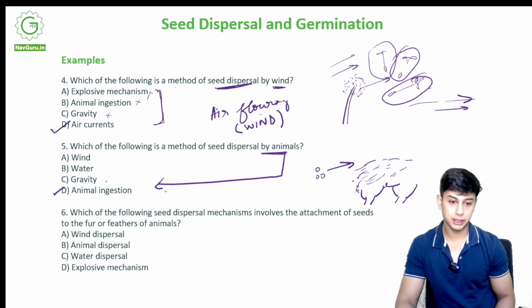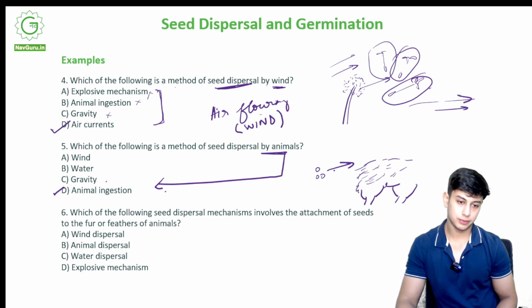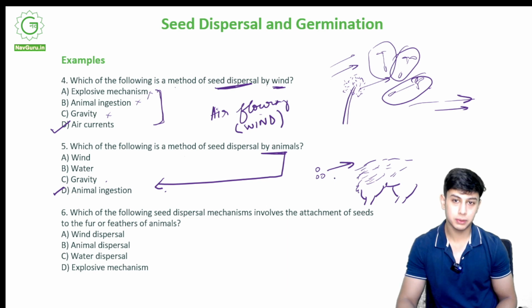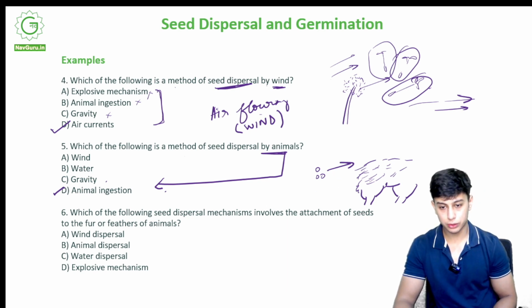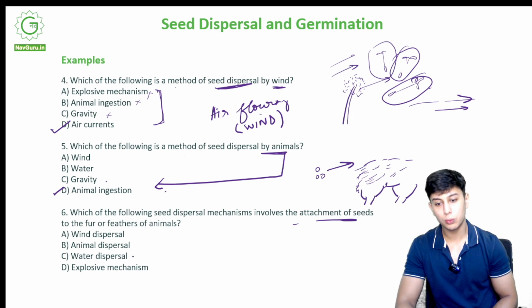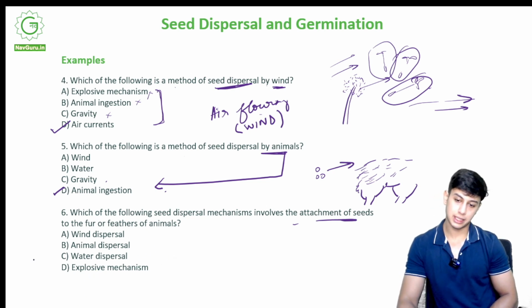Now what would happen is, these seeds will get attached over wherever the animal would travel, he will disperse those seeds, okay, and these seeds will grow. So which of the following involves the attachment of seeds? Wind dispersal, animal dispersal, water dispersal, explosive mechanism. The correct answer is B, animal dispersal.